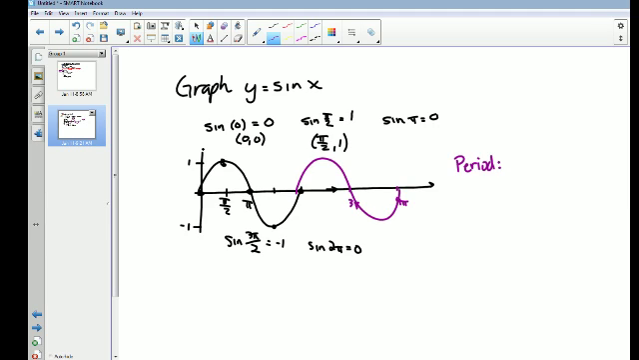What's the period of this function? 2 pi. That's where it repeats, right? The amplitude means it goes from -1 to 1, right? Okay, keep that in mind. What's the maximum? Is 1 at what values of x?